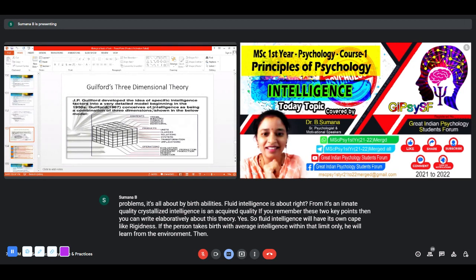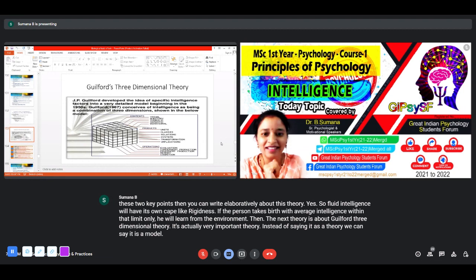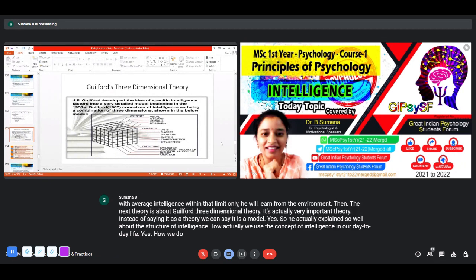Then the next theory is Guilford's three-dimensional theory. It is a very important theory; instead of calling it a theory, we can call it a model. He explained so well the structure of intelligence, how we use the concept of intelligence in our day to day life, and how we exhibit this intelligence.